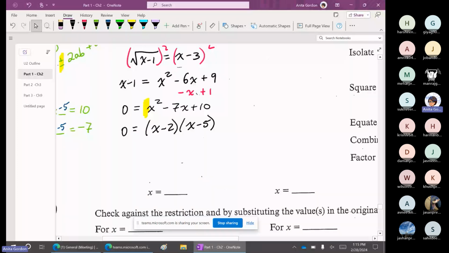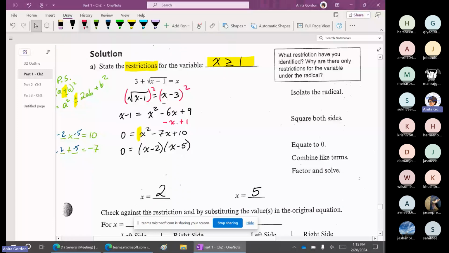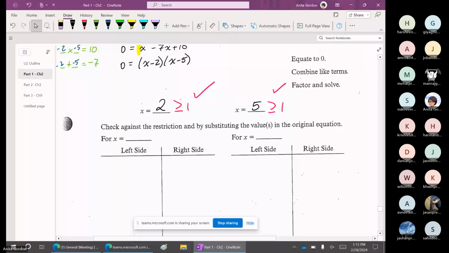2 and 5. So my first check, do they comply with my restriction? Is this greater than or equal to 1? Yes and yes. Okay, so first check, good to go. Let's do a mathematical check.